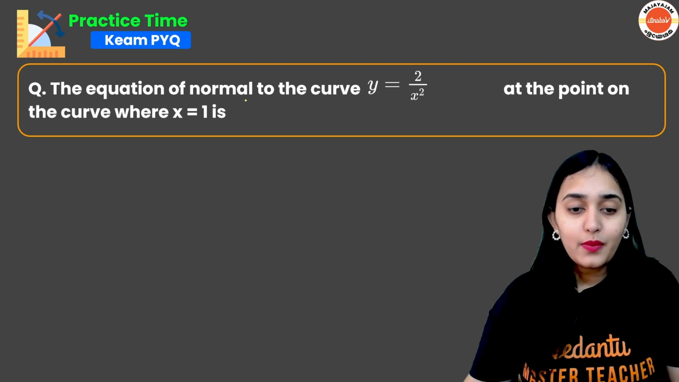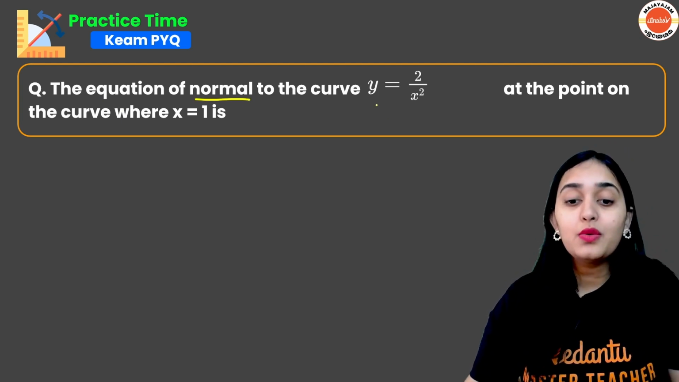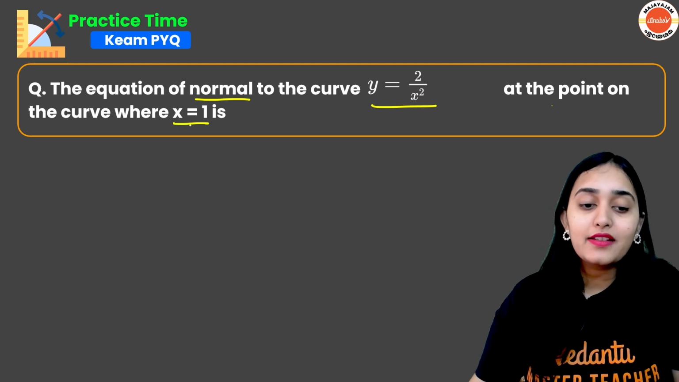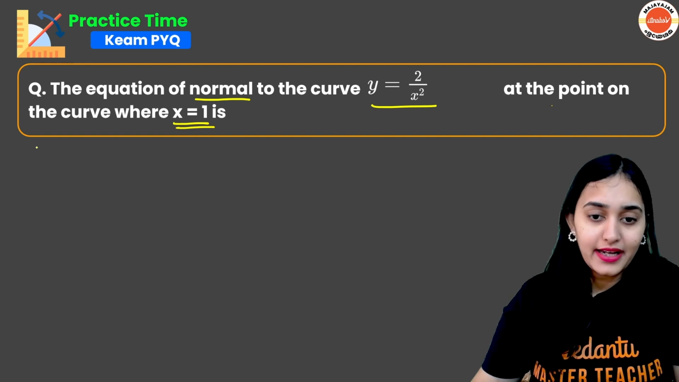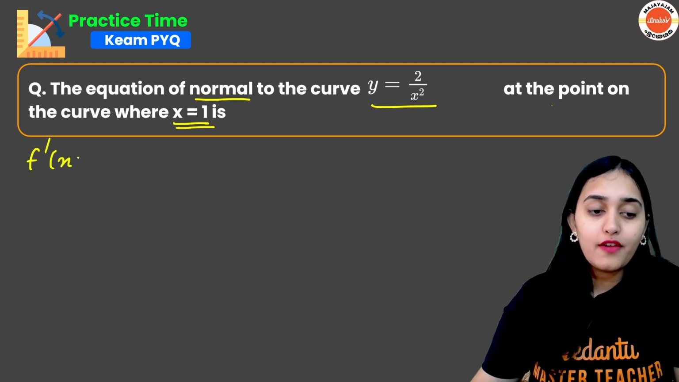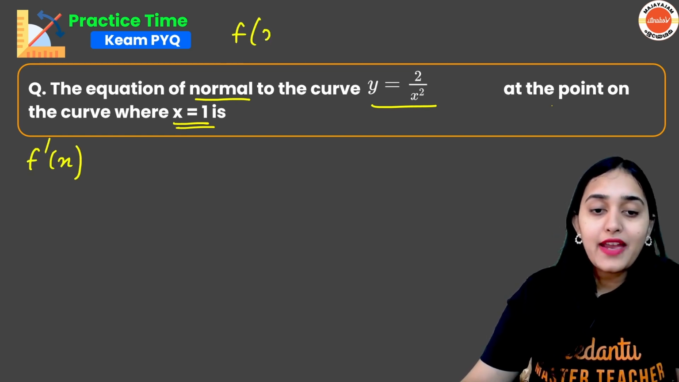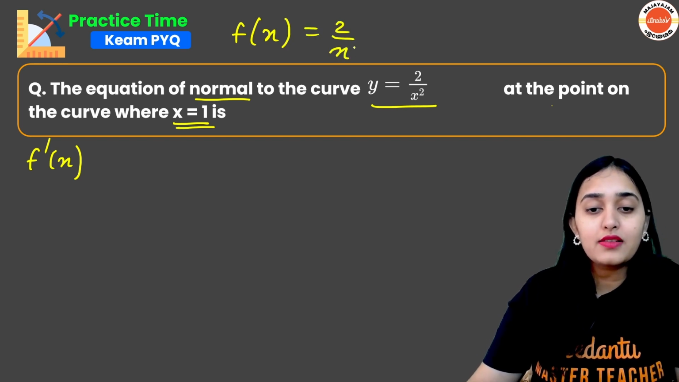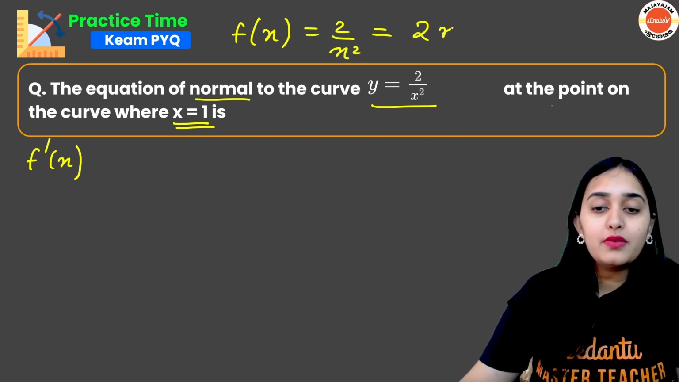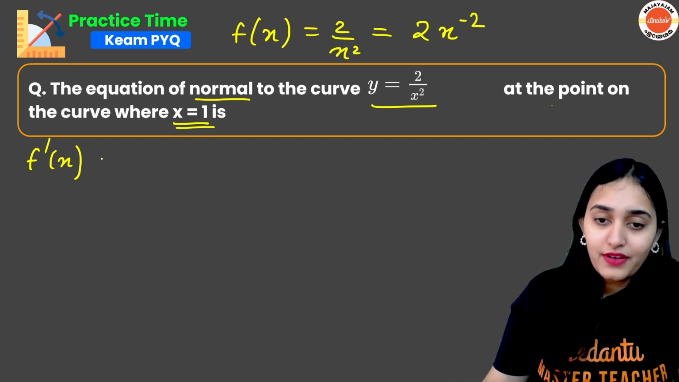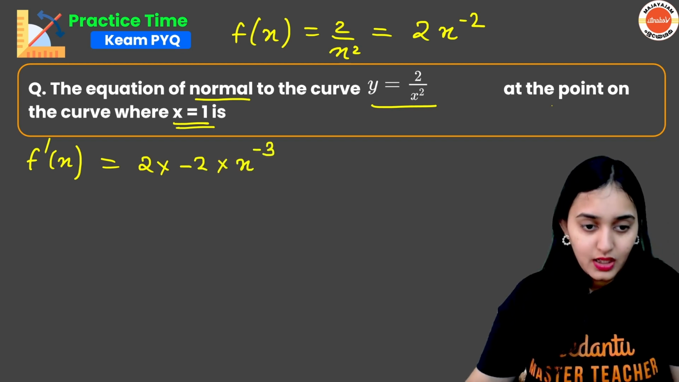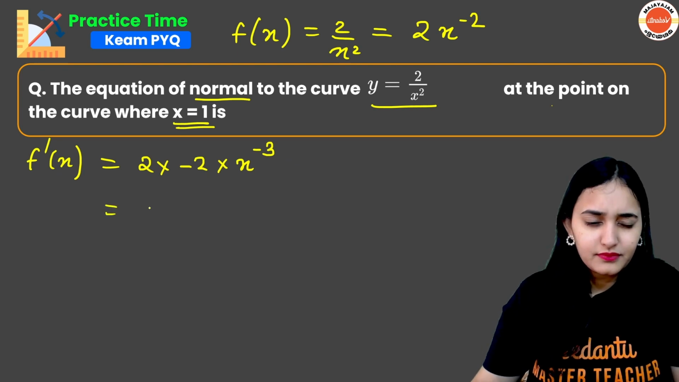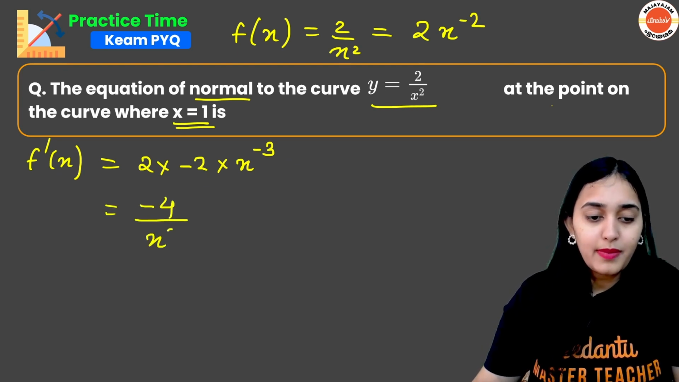First, the equation of normal to this curve at point x is equal to 1 is what? Let's find out. First, we will find out f dash of x. Now, f of x is 2 upon x square. That means 2 into x to the power minus 2. Let's differentiate that. We get 2 into minus 2 into x to the power minus 3. So, we get basically here minus 4 upon x to the power 3.